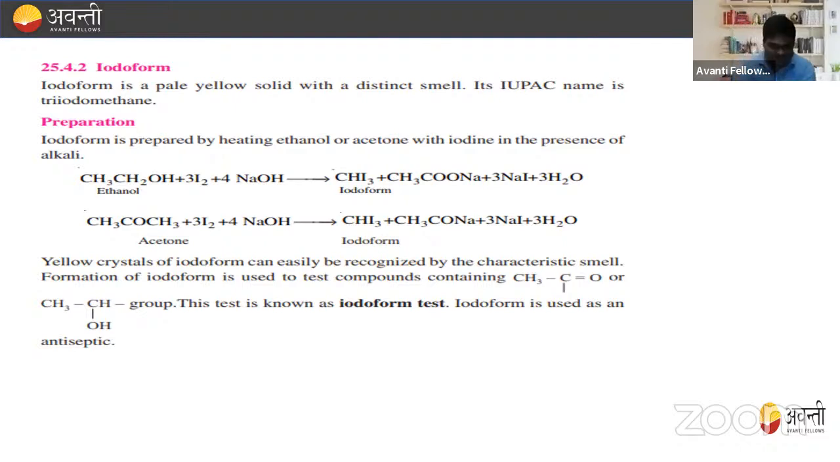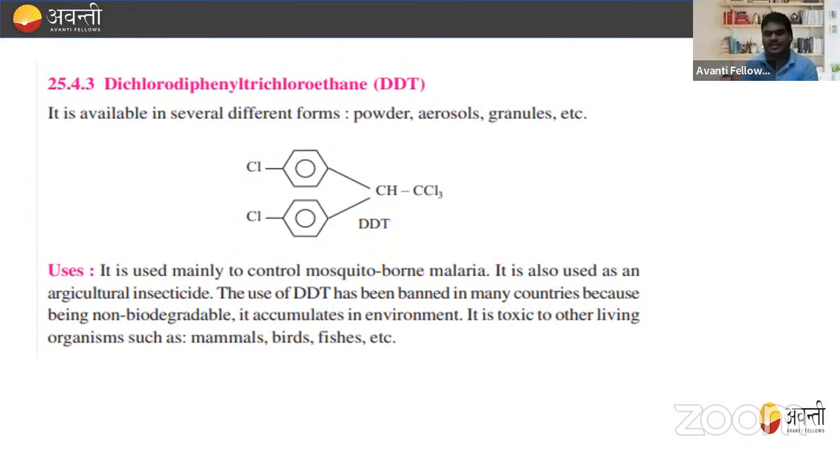Yellow crystals of iodoform can easily be recognized by the characteristic smell. It is used to test compounds containing a CH3CO or CH3CHOH group. This test is known as the iodoform test, and iodoform is used as an antiseptic. So this one is also very, very important.